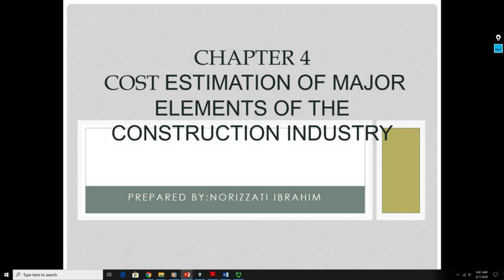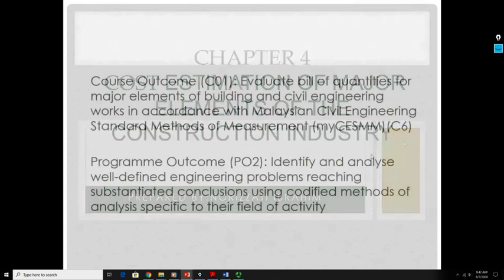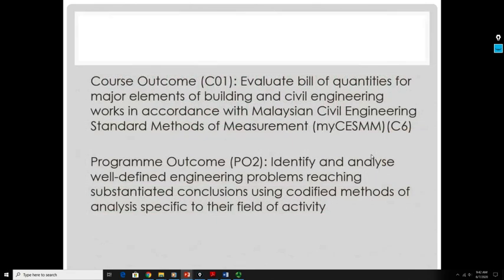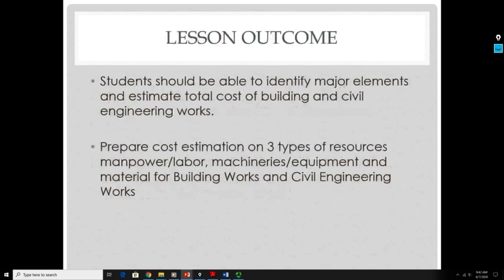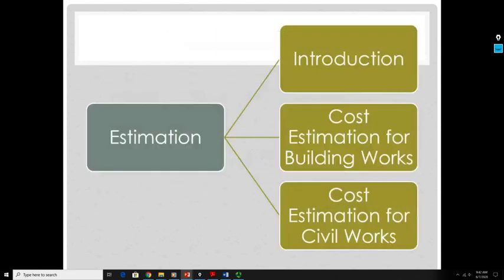This video is for subject ECM 366, and in this video we are going to cover chapter 4, cost estimation of major elements of the construction industry. This slide shows the cost outcome and program outcome, and this slide shows lesson outcome. Basically the content is, first, introduction, then cost estimation for building works, and lastly cost estimation for civil works.